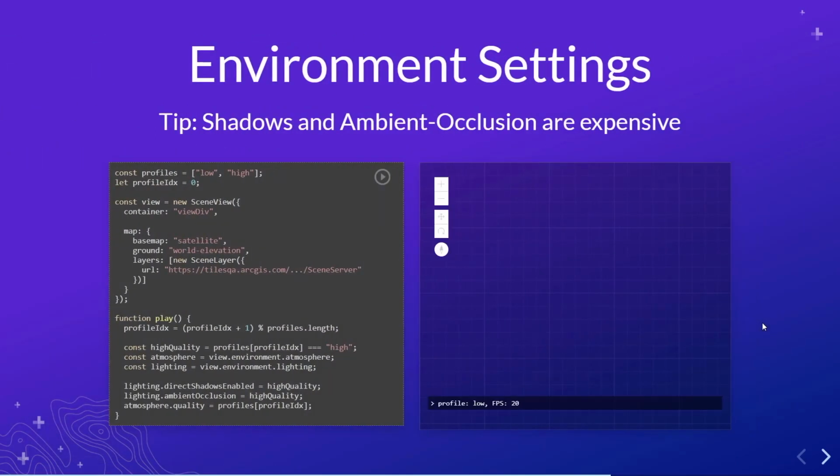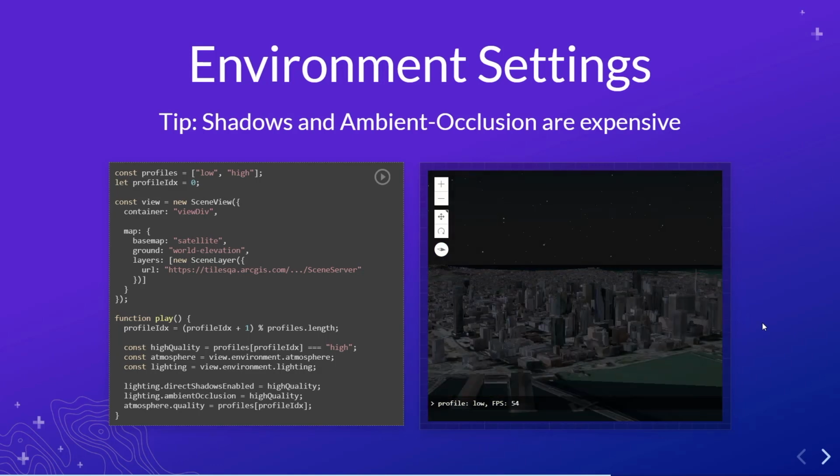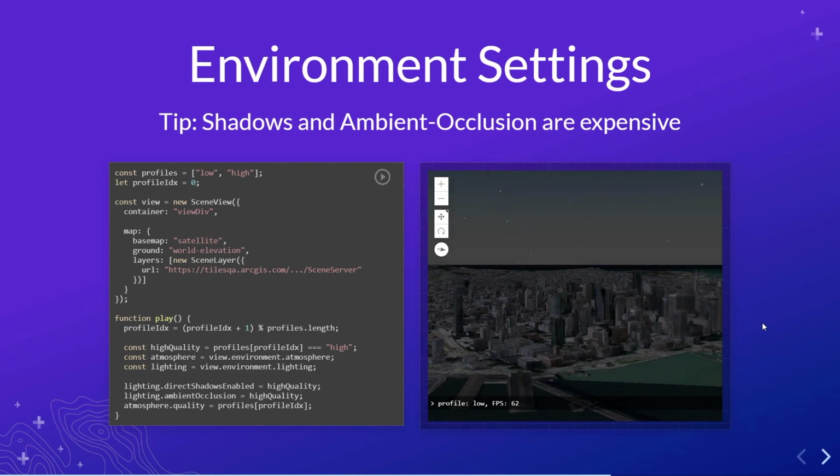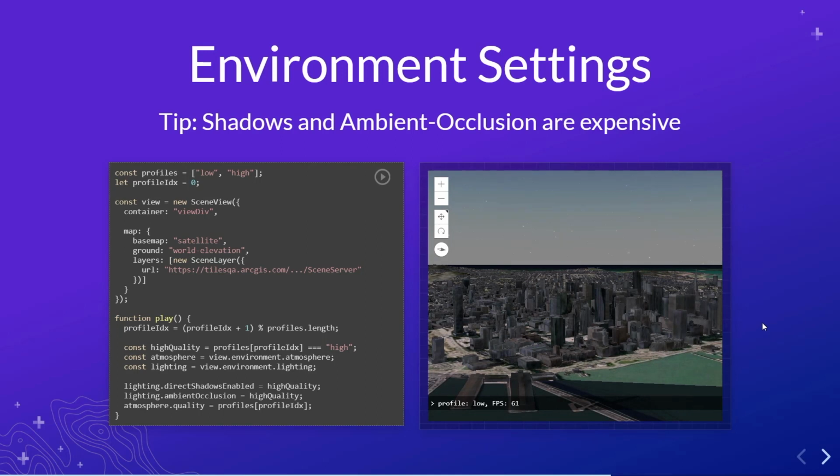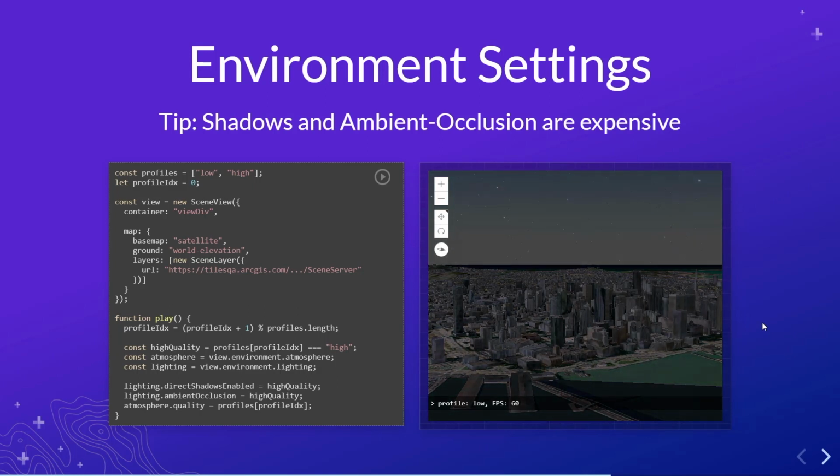Next, I would like to quickly talk about environment settings. These are similar to the quality profile in the sense that they allow you to control the amount of resources that should be allocated for rendering. They allow you to control the level of complexity for the computational model of the atmosphere, for example, whether shadows should be computed, and if ambient occlusion calculations should be performed.